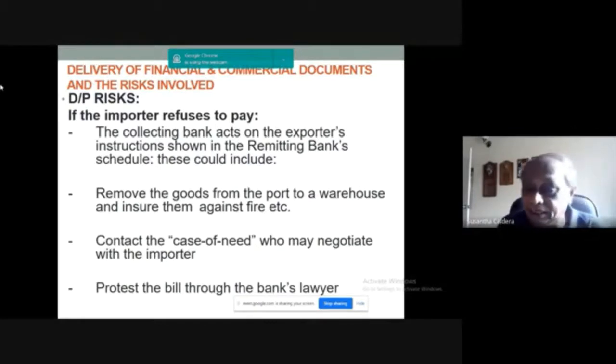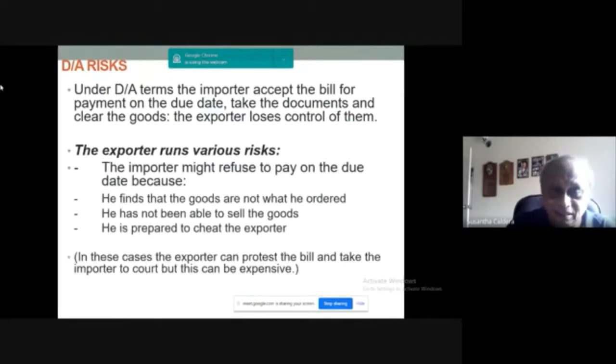First, we can immediately note it. It's another legal procedure, and then we have time to file the case later. We have time to protest later. But the first thing we have to do is get it noted. Noting and protesting is a very expensive thing. In these cases, the exporter can protest the bill and take the importer to court, but this can be very expensive.